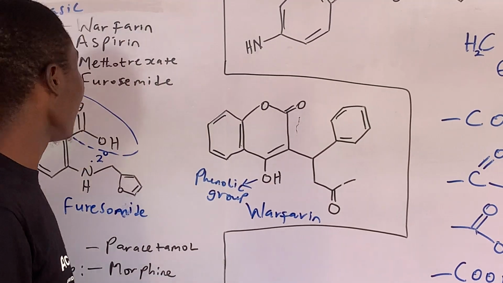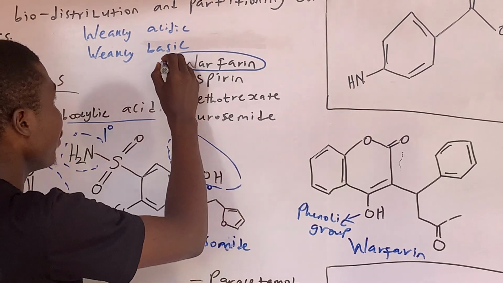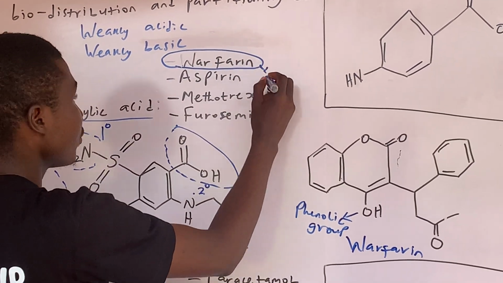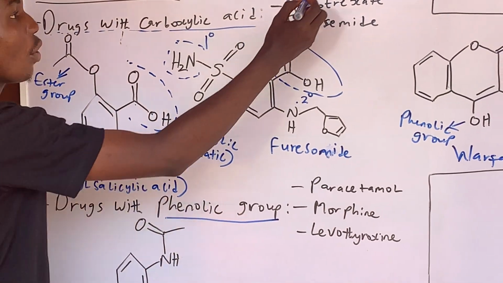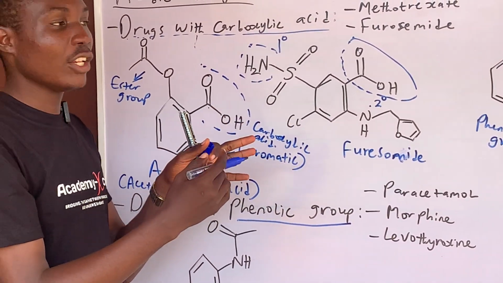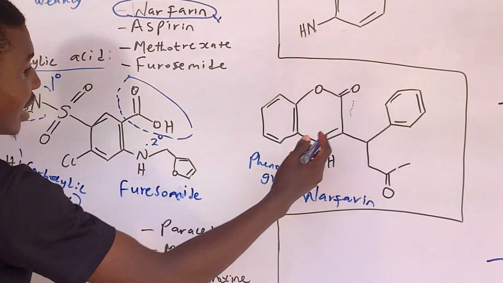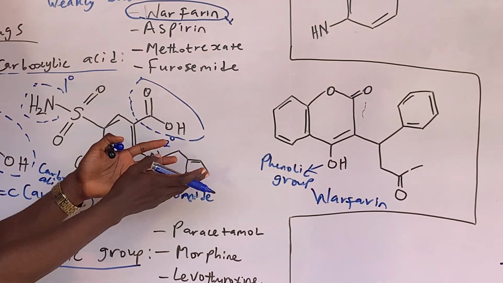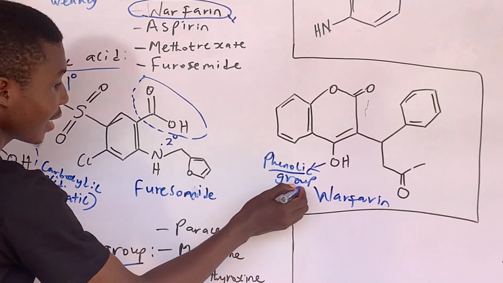Just for the purpose of context, I think there is somewhat of an error from my end. This particular warfarin is supposed to be under the phenolic group. Please just take note of that. The group that is relevant for warfarin to be considered an acidic drug is not carboxylic. If you look around here, you will not find any carboxylic group. What you are going to find is a phenolic group.